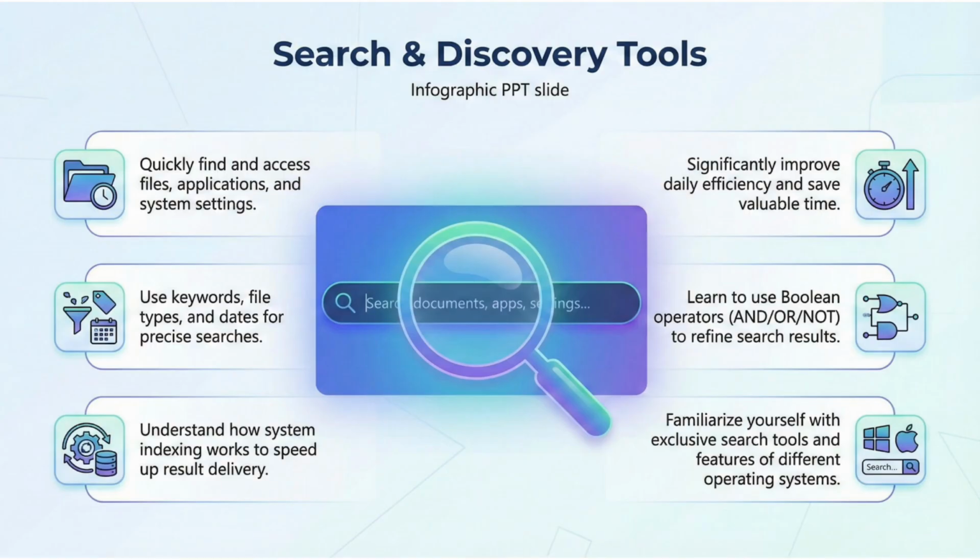Search and discovery tools let you quickly find files, apps, and settings using keywords, file types, and dates. Many systems also use indexing to speed up results. Learn Boolean operators and advanced filters to refine searches, and familiarize yourself with platform-specific features so you can retrieve information accurately and save valuable time each day.